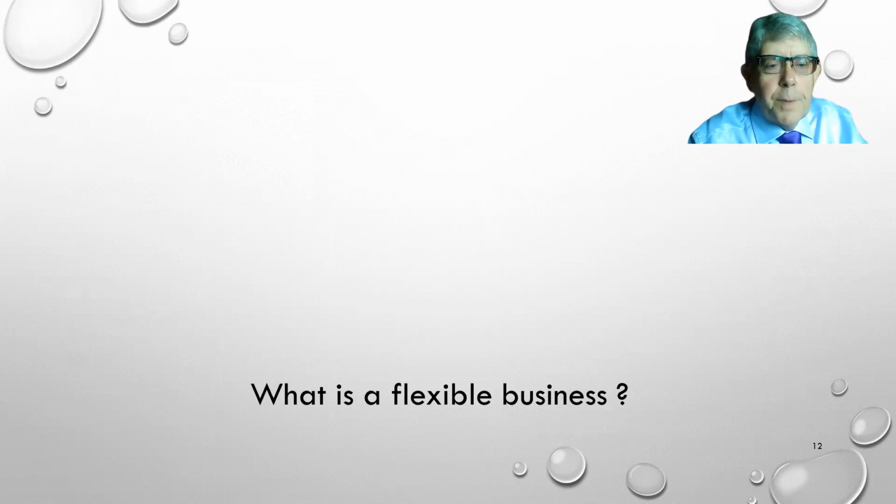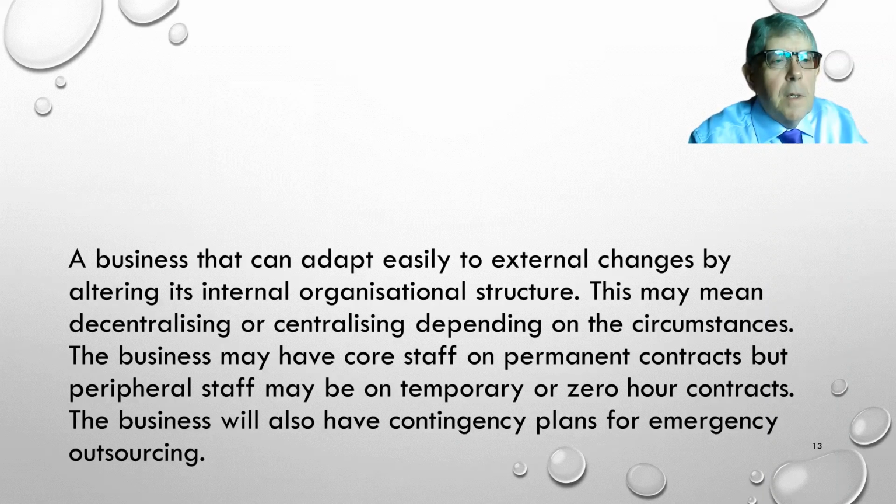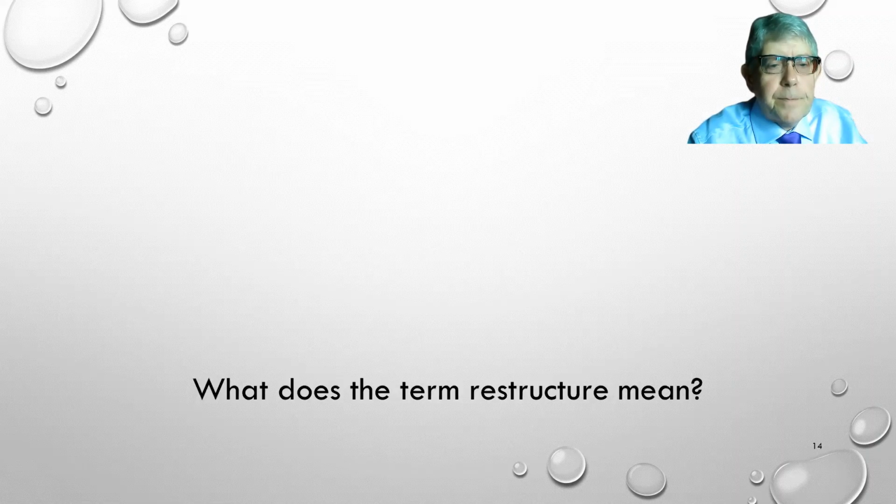What is a flexible business? It is a business that can adapt easily to external changes by altering its internal organisational structure. This may mean decentralising or centralising depending on the circumstances. The business may have core staff on permanent contracts, but peripheral staff may be on temporary or zero-hour contracts. The business will also have contingency plans for emergency outsourcing.